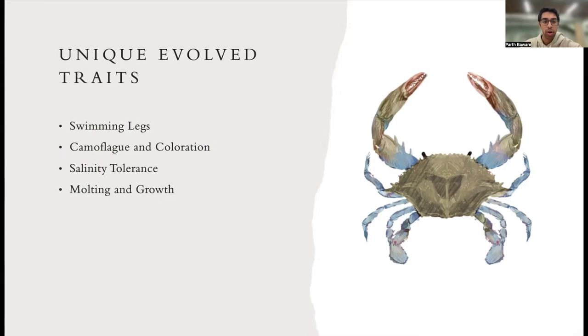Finally, we touched upon their salinity tolerance earlier. Again, they can live in both fresh and saltwater environments, and this just makes them more adaptable and helps them find food more easily. And finally, they molt or shed their shells every so often. This feature enables the crabs to rid their shells of parasites and grow larger and even replace broken shells.